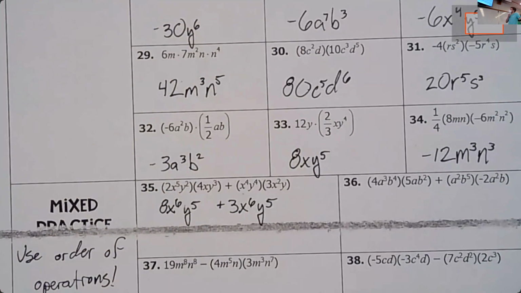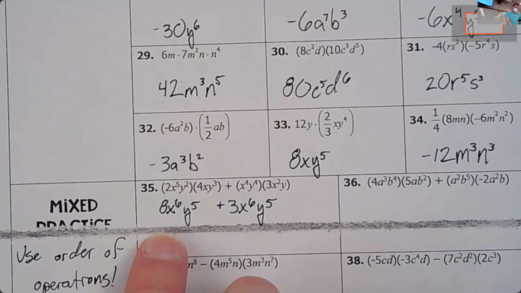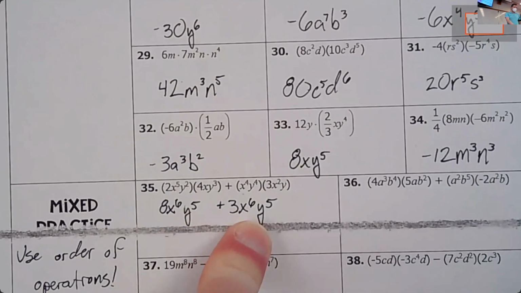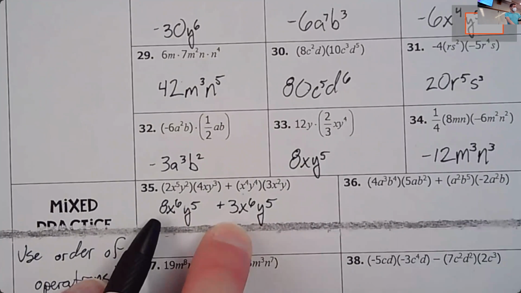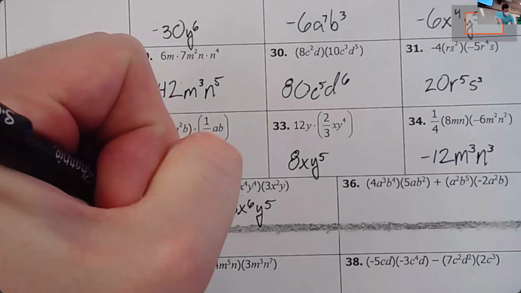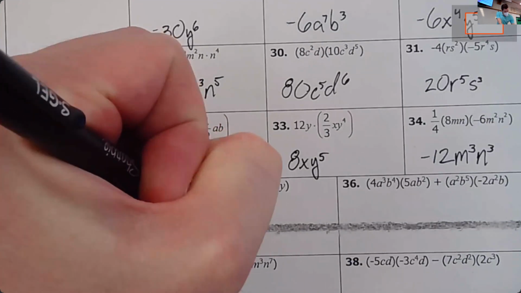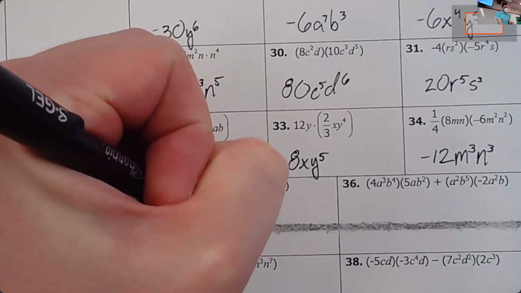So as long as we have the same variables with the same exponents on those variables, that means we have like terms, which we do here. X to the sixth, y to the fifth. Which means we're allowed to do what we did yesterday, which is just to add together the coefficients. 8 plus 3 is 11. So the answer here is 11 x to the sixth, y to the fifth.